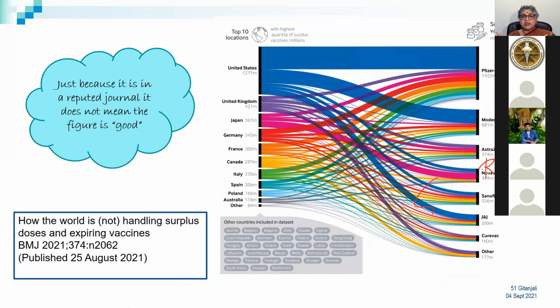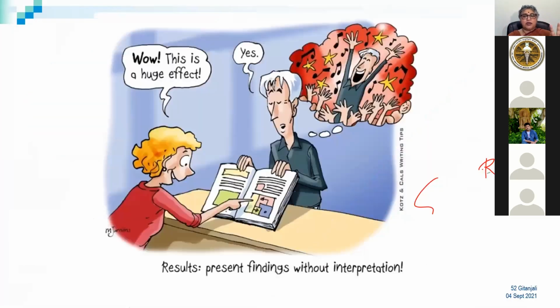This is a figure which I just took from a recent BMJ, and you can see that just because it is in a reputed journal, it doesn't mean the figure is good. It is so complicated for anyone. It will take you at least 1 hour before you figure out what they are trying to say. So try to keep your figures simple, okay?